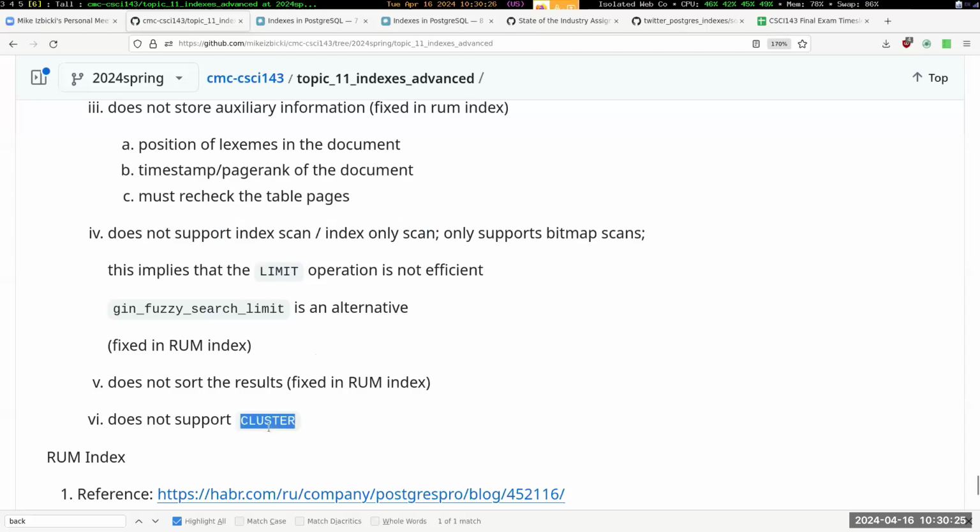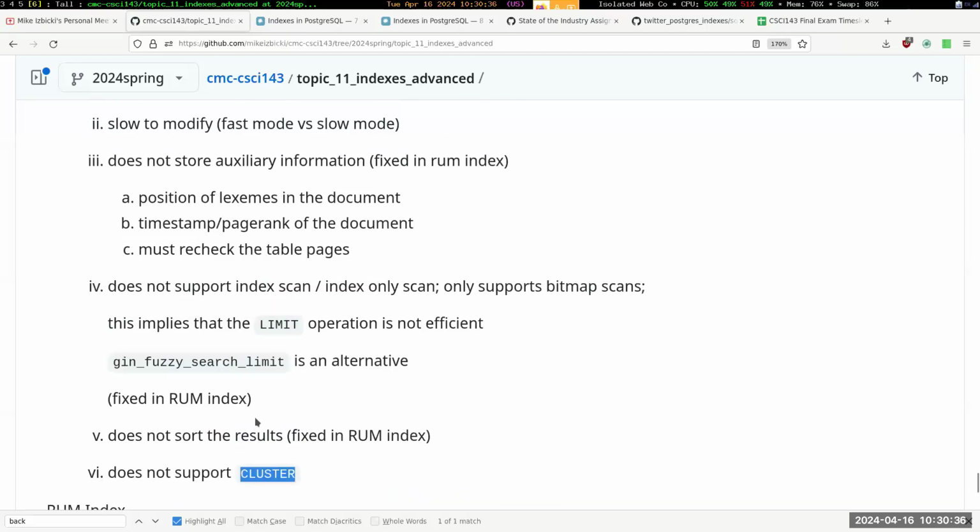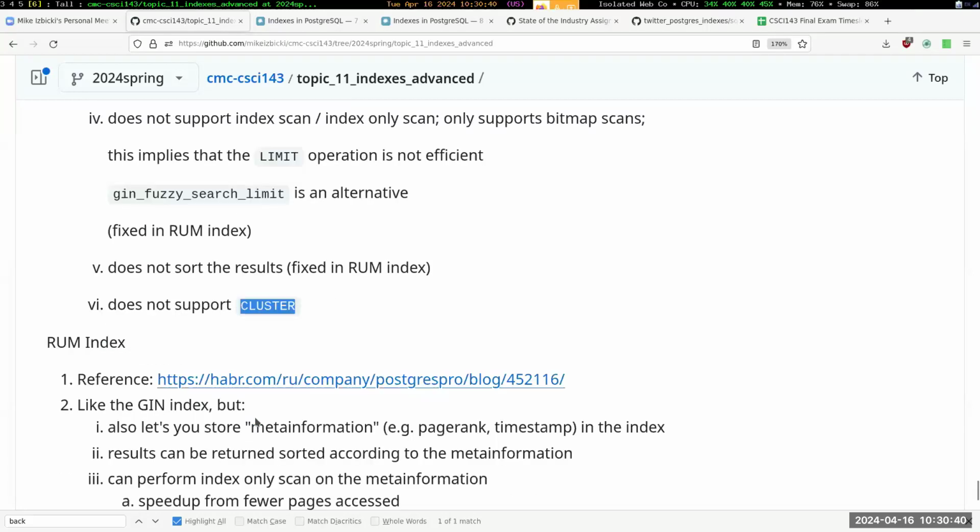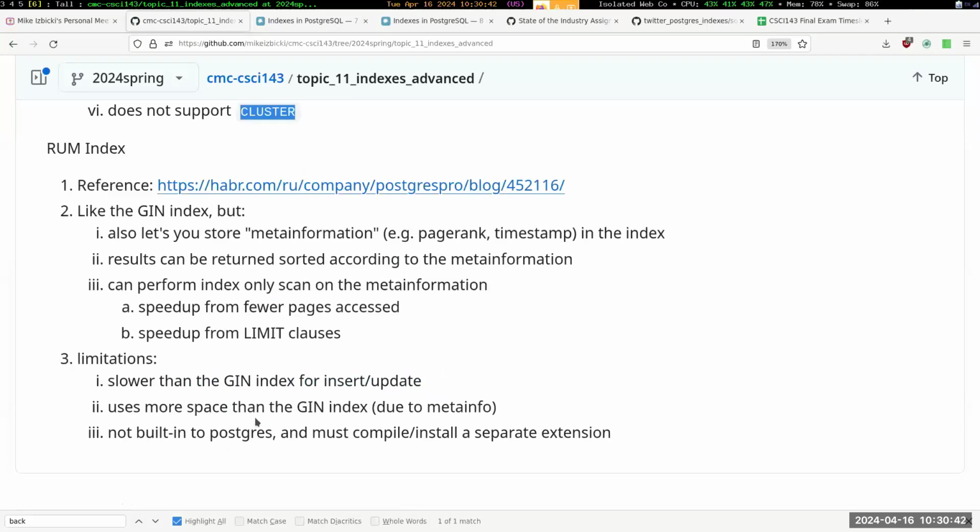This cluster operation is something that we haven't talked about in class. You're responsible for it for the final exam to understand what it does, and the GIN index does not support the cluster. We'll talk about the RUM index next and how it fixes those problems, but any questions about the GIN index before we go into the RUM index?